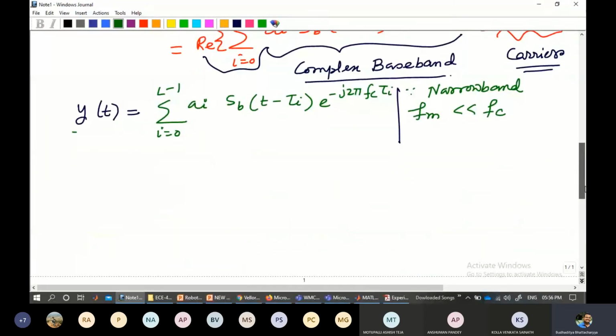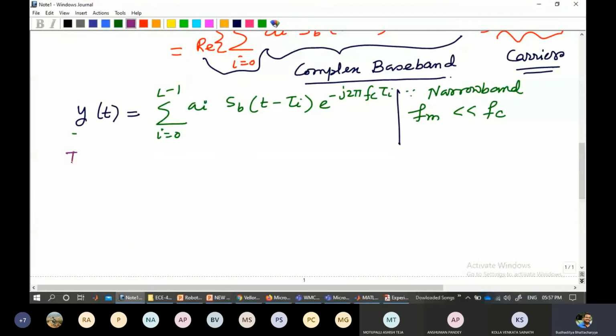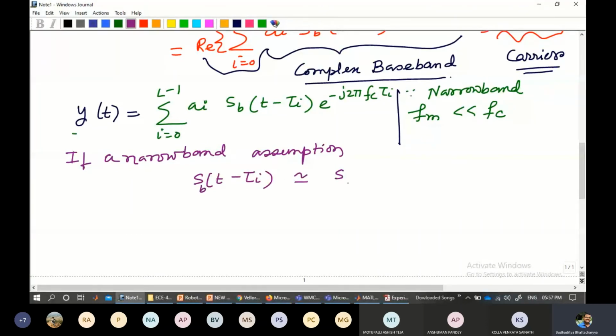And if a narrow band assumption is made, then we can simply write that s_b(t minus tau_i) is approximately s_b(t). This is the biggest advantage of having a narrowband assumption: the multipath or the path delay associated with the signal can be readily ignored in the expression.